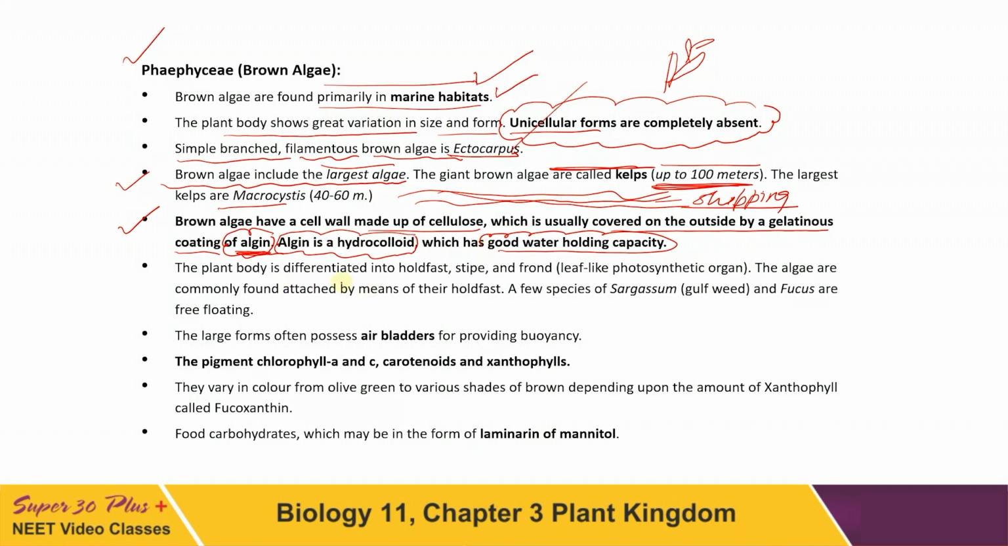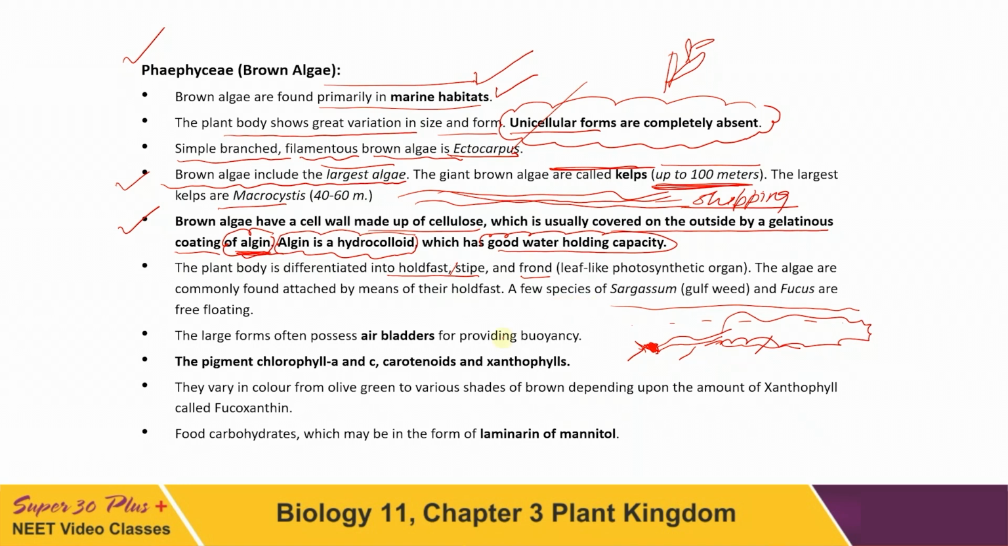The plant body is differentiated into holdfast, stipe, and the frond, a leaf-like structure. Let this be the water body, the sea or ocean. Then this part is the holdfast. This is a stalk-like structure known as the stipe, and this is the blade-like structure known as the frond. Because these are large-sized algae, they are differentiated into holdfast, stipe, and frond or leaf-like structure.